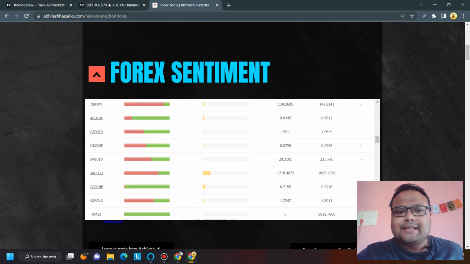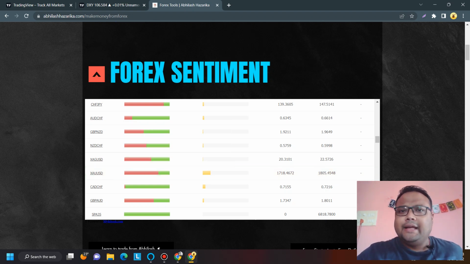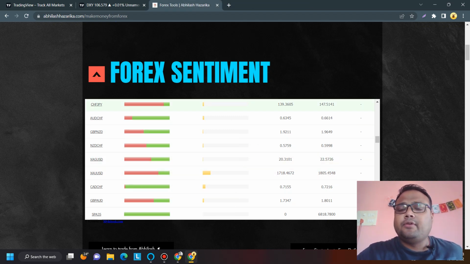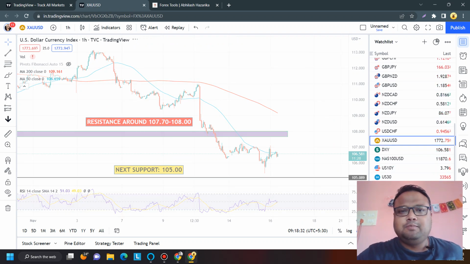And if you look at the Forex sentiment meter of gold, we can see the Forex sentiment meter is more or less the same. 74% of retail traders are still on the sell side, and 25% of retail traders are on the buy side of gold. And as we all know, usually we see the market moving against the direction of the Forex sentiment meter. So now let's have a look at the chart of gold.